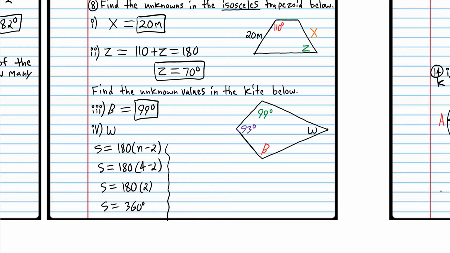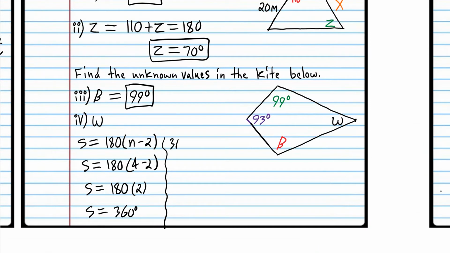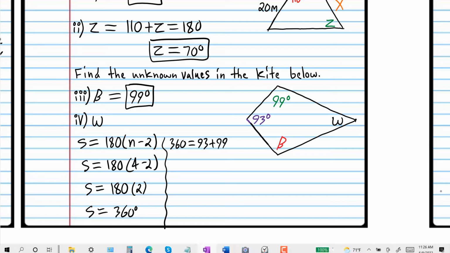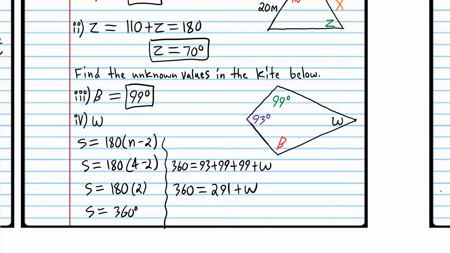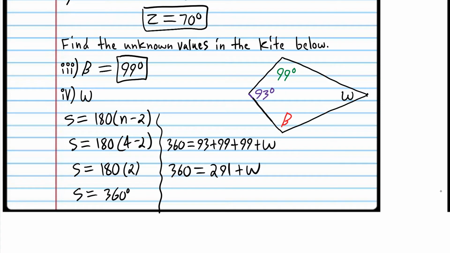So now that we know that the sum is 360, we can make an equation. 360 is equal to 93 plus 99 plus beta, which we found is 99, plus omega, and I'll just move that equation down a little bit. And if we add these numbers up, 99 plus 99 is 198. 198 plus 93 is 291. And don't be afraid to use your calculator to do that. Subtract 291 from both sides, and we get 69 degrees.